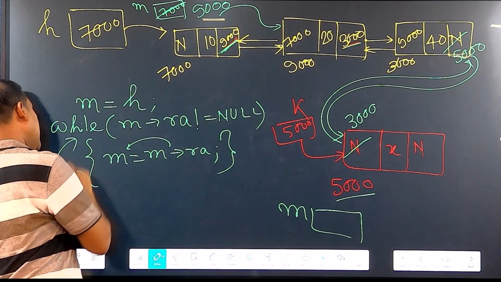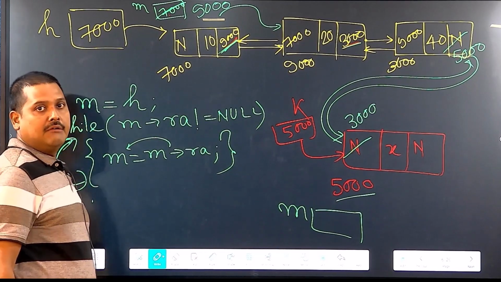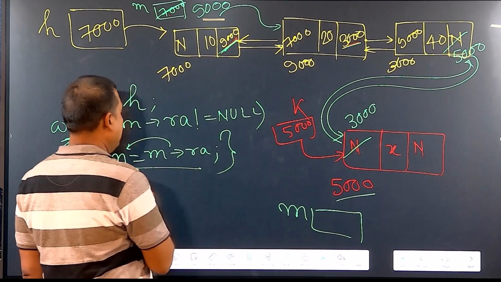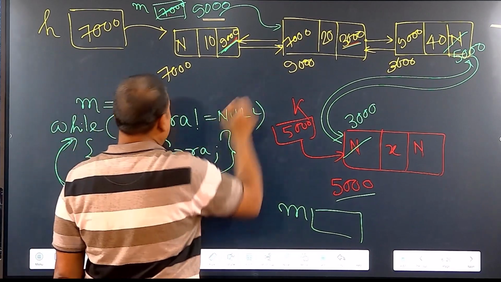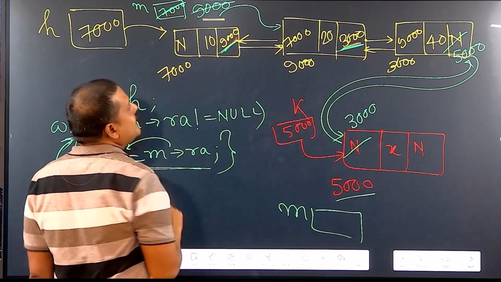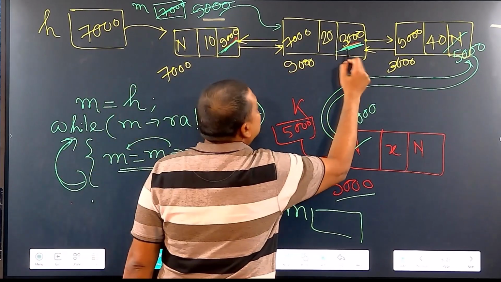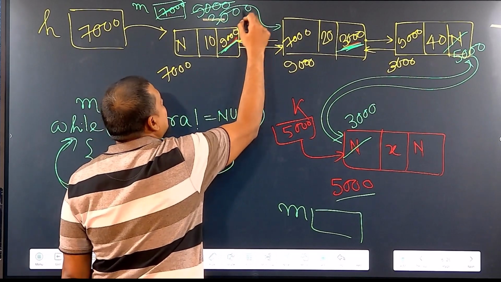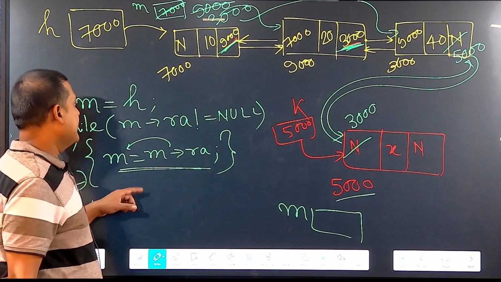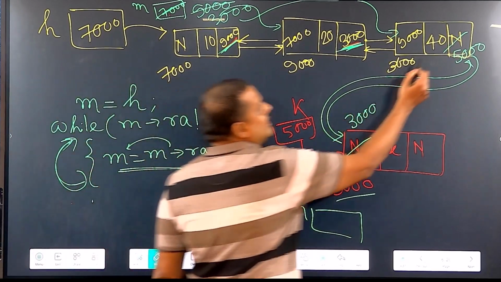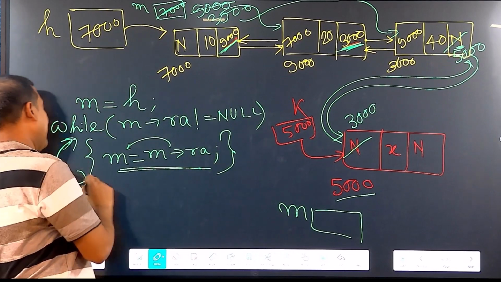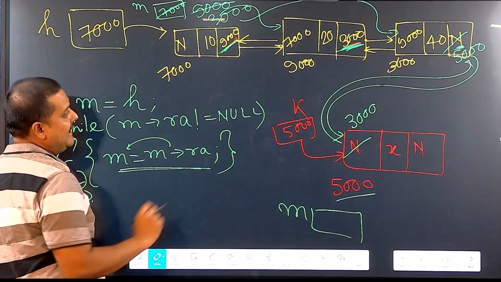So, I will again come here. I have just assigned m equal m arrow right address. m arrow right address is 3000, so this value will be replaced with the 3000 value. Now this value is 3000, and m is pointing to this node. So, m arrow right address, yes, it is null now. So we will come out of this loop.